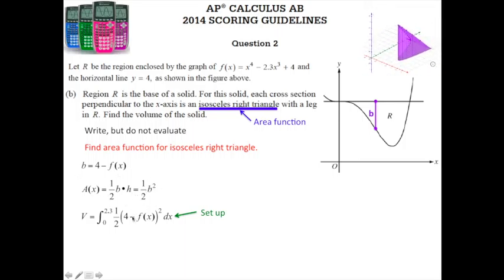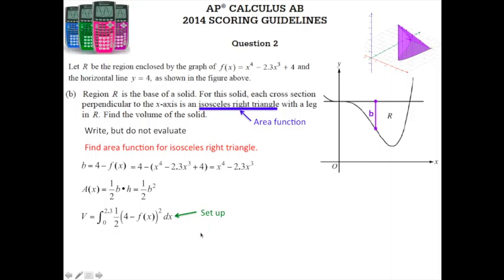You can just throw that right into your integration. So your volume then is the integral from 0 to 2.3 of half base times base, 4 minus f of x quantity squared. And the nice thing is, as long as College Board has decided to call this f of x, you can use f of x in any expression. So you don't have to put the polynomial here if you don't want to. You can just leave it f of x because they have defined that in the problem for you. So this would be the correct setup with upper and lower limits, correct area function, and a dx.